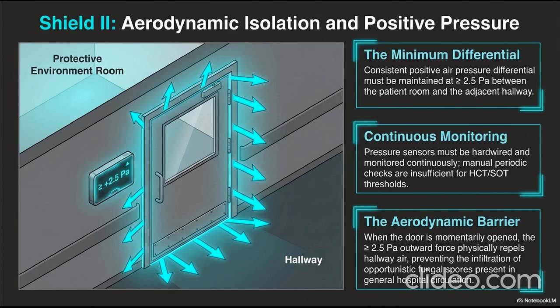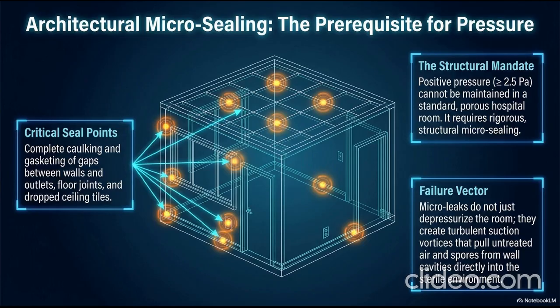Shield 2. Aerodynamic isolation. Aerodynamic isolation requires a consistent positive pressure differential of 0.25 Pa between the patient room and the hallway. This outward force physically repels hallway air, even when the door is momentarily opened. This pressure must be continuously monitored via hardwired sensors.